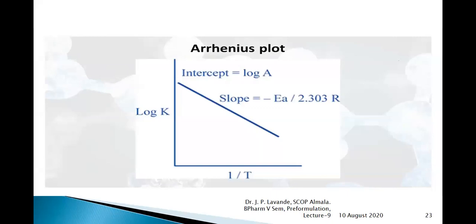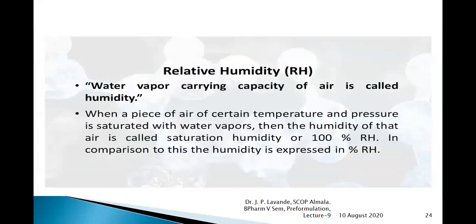Now, the Arrhenius plot: you can see this is the plot of log K versus 1 divided by T, and the slope obtained will be given by the equation minus Ea divided by 2.303 R.